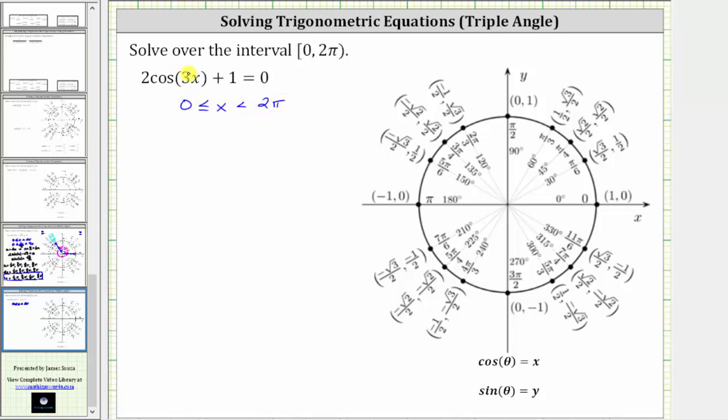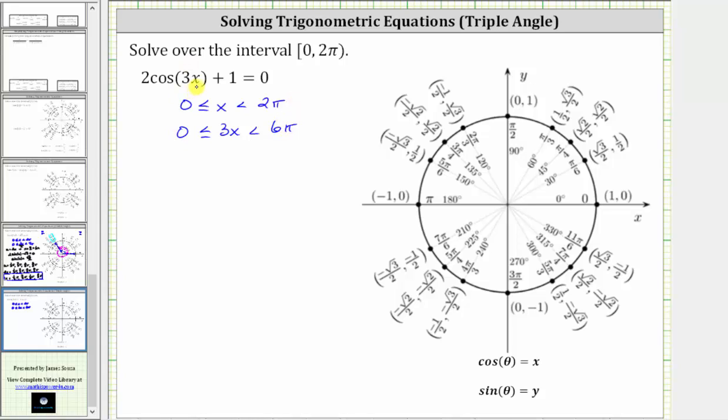Let's find the interval for the angle 3x. To do this, we multiply everything by 3. 3 times 0 is still 0, so we have 0 less than or equal to 3 times x, which is 3x, less than 3 times 2 pi, which is 6 pi. When solving for the angle 3x, we need to solve from 0 to 6 pi radians.